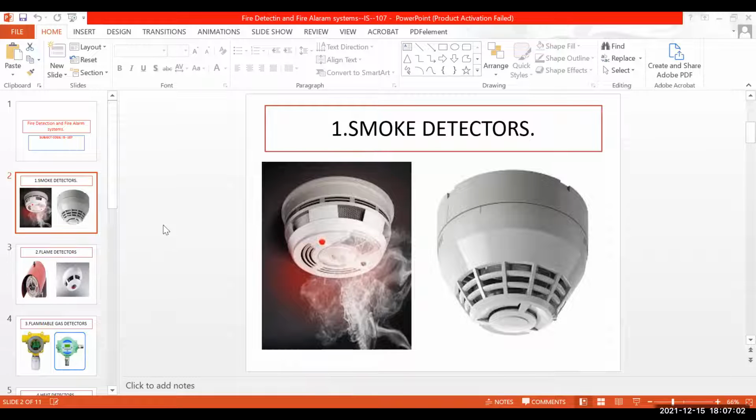These are mainly used in the enclosed areas. Smoke detectors mostly will be used in the enclosed areas only, not in the open areas. For the open areas, some types like flame detectors will be there. We have to use the fire alarm systems manually.